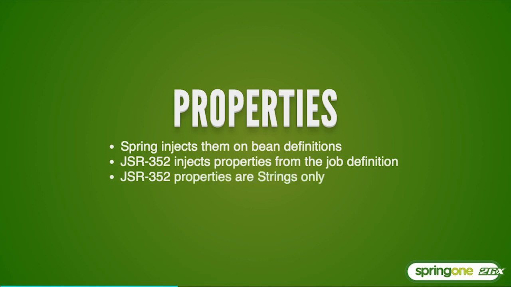Let's look at an example. Oh, one other thing before I get to the example. JSR-352 is strings only for properties. So if you want to inject an int, et cetera, you have to do all the cleanup and conversion yourself.